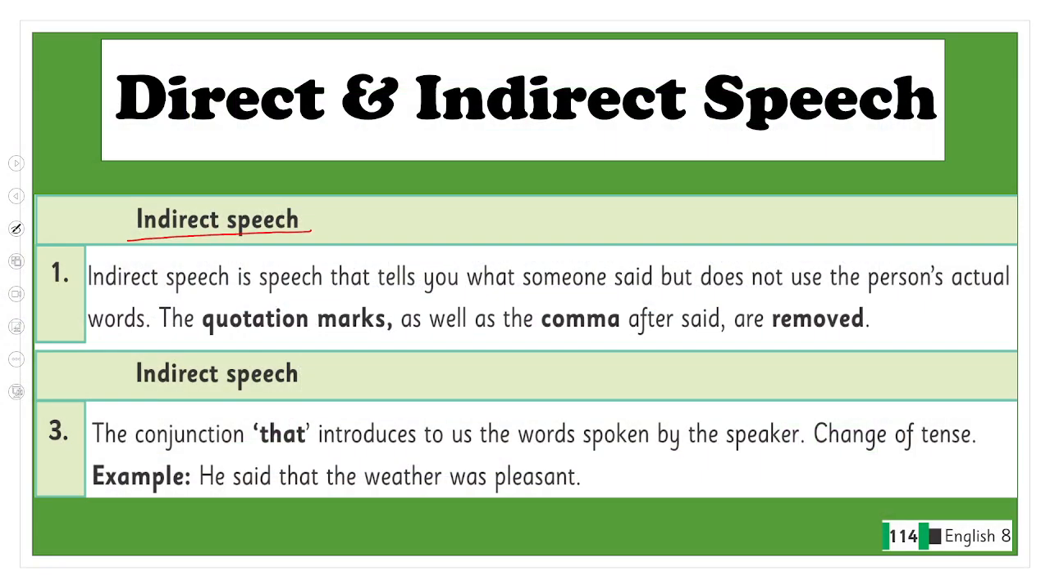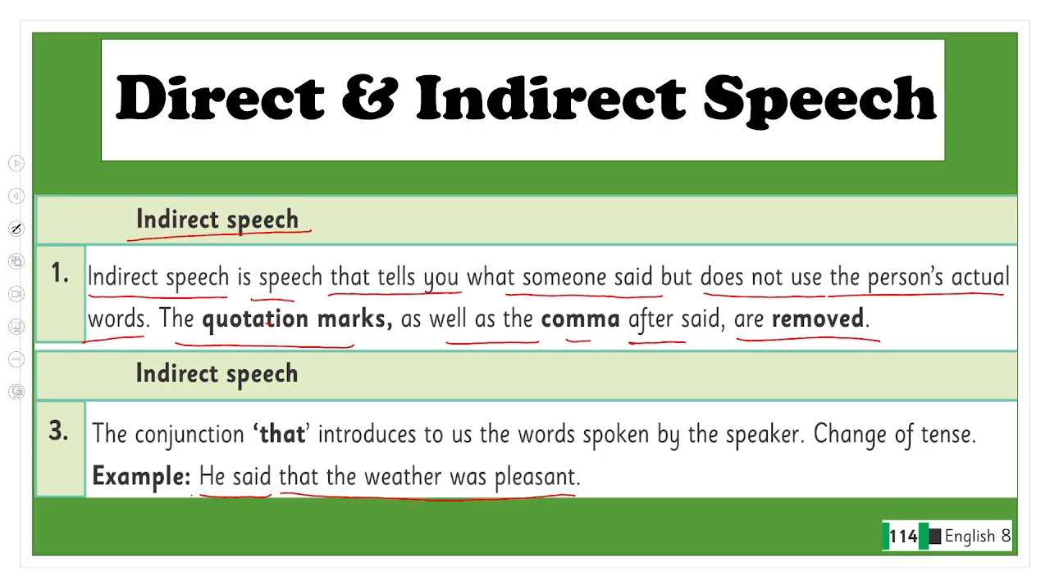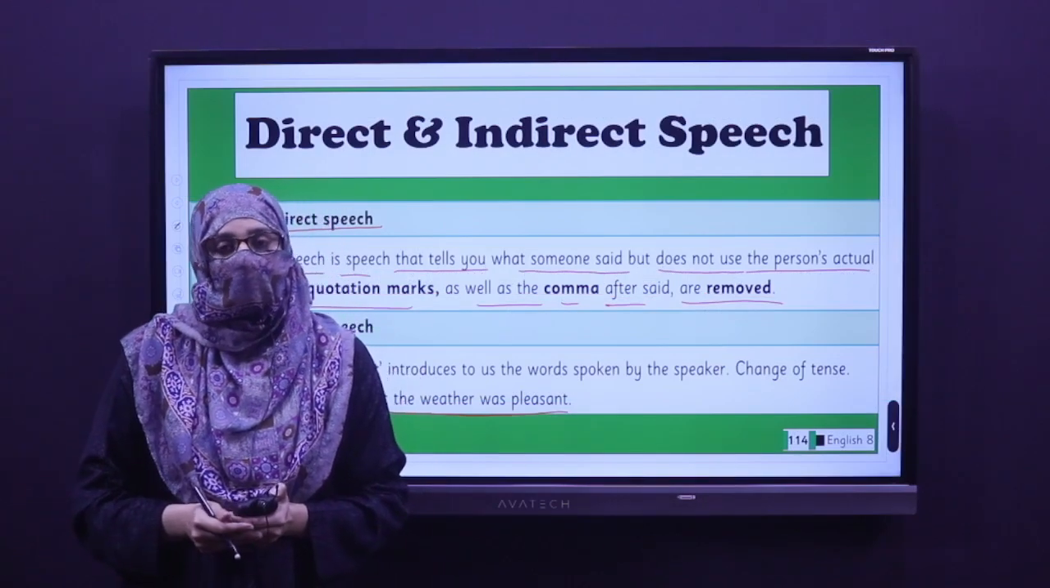आगे देखते हैं. Indirect speech. Indirect speech is speech that tells you what someone said but does not use the person's actual words. The quotation marks as well as the comma after said are removed. जैसे कि इस एग्जाम्पल में देखें. He said that the weather was pleasant.